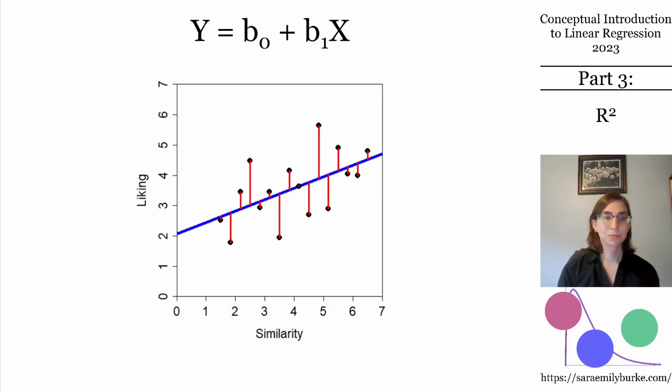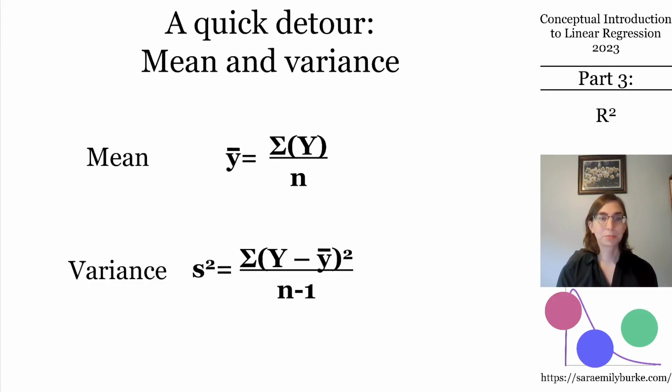Once we've fit an ordinary least squares regression model, we've picked a line that minimizes the sum of squared residuals. That sum of squared residuals, the thing that we got as low as it can go without bending the line, comes in handy for various calculations. And one of the things that it helps us calculate is something called R squared. But first, a quick detour.